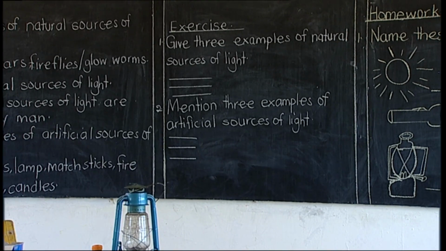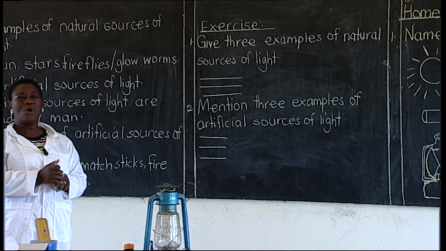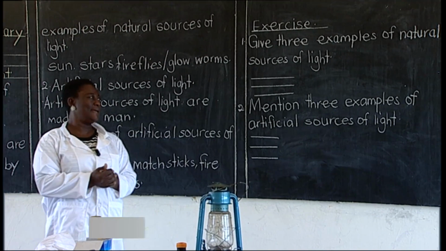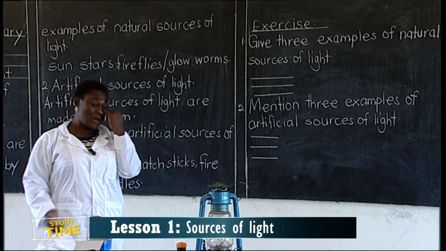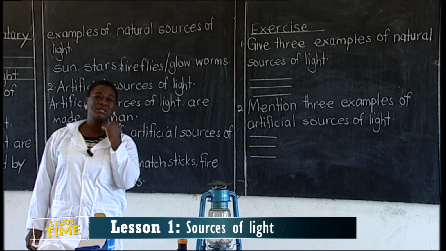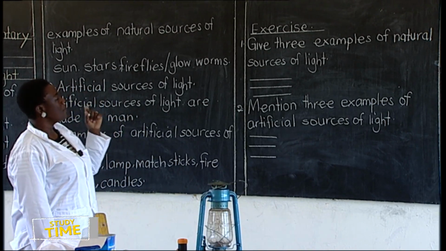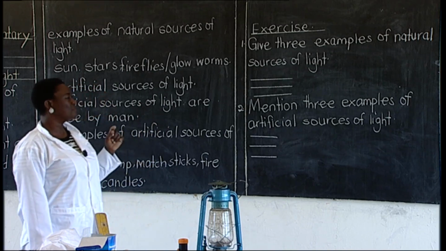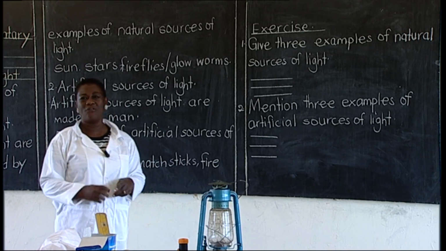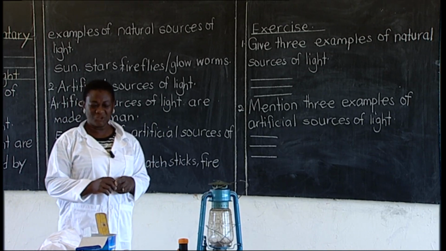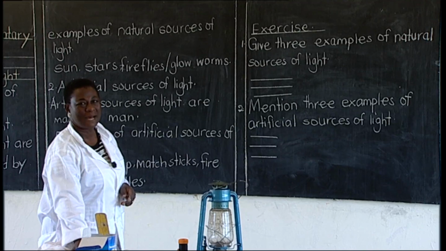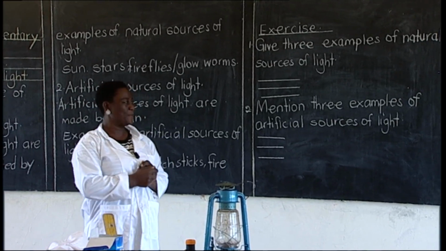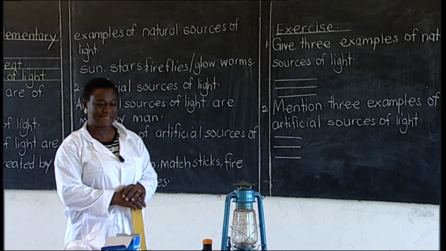Give three examples of natural sources of light. Natural ones are created by God. Number two, mention three examples of artificial sources of light. Artificial sources are made by man. Very good. I'm seeing people are busy writing. Make sure that your work is neat.